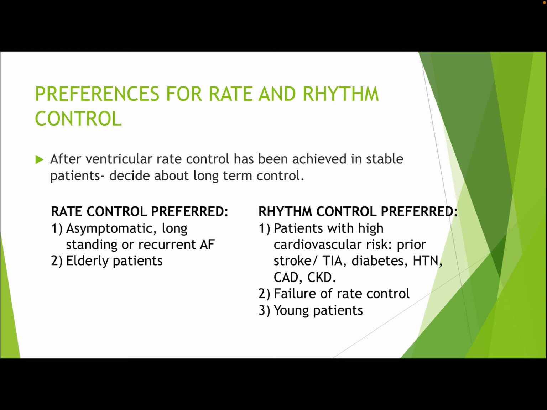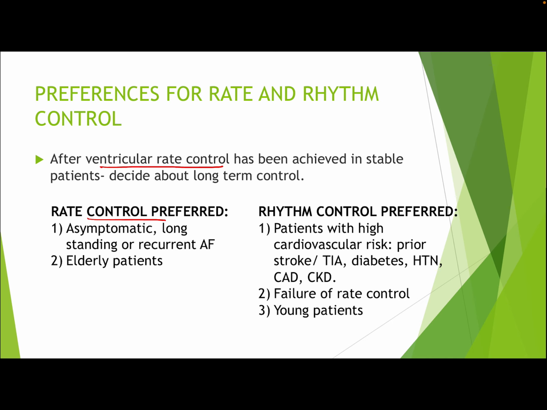Now, how do we choose between whether we go for rate control or rhythm control strategy? First of all, the preference for the rate and rhythm control has to be done after the ventricular rate has been controlled first. Then the patient has been made stable, and then we will decide about the long term, whether it's rate control or rhythm control. Now, the preferences that we have.